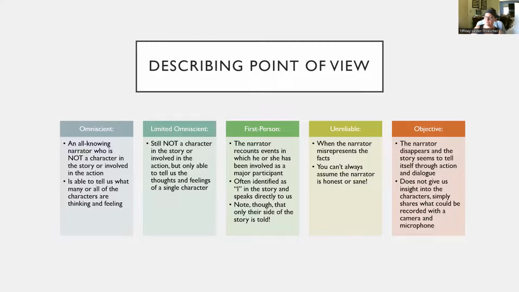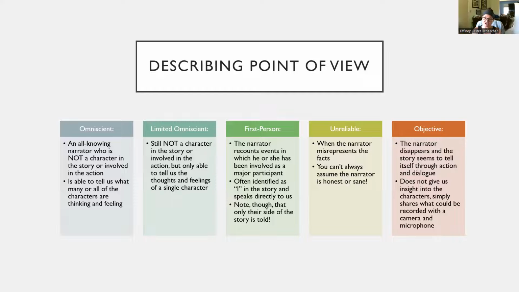But one thing about a first-person narrator is that while it's nice to feel that immediate connection with a character, because it kind of allows us to become that character, because it's in first-person point of view, and it's like we are that character now. But we're only getting their side of the story. So you have to always keep that in mind.